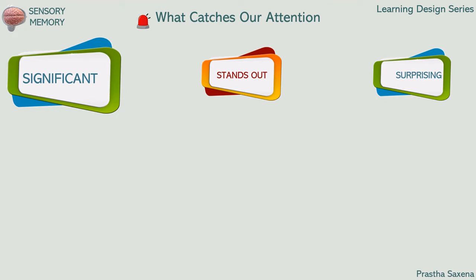Significant. How to capture attention by making the learning design important to the learner. The first concept is front-load relevance. A course is not a mystery novel that needs a big reveal at the end, so don't keep its usefulness a secret or save it for the end. Give the learners a reason to pay attention from the very beginning and tell them how it's going to help them. A simple way is to present learning objectives like we did at the beginning of this video.